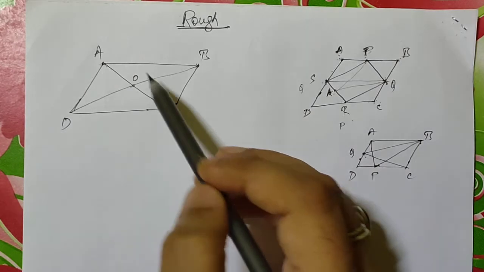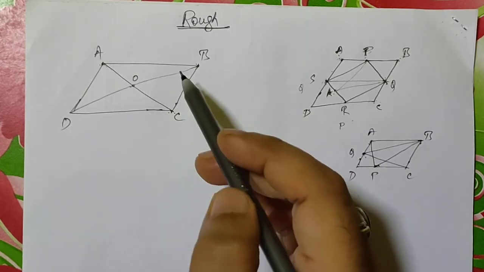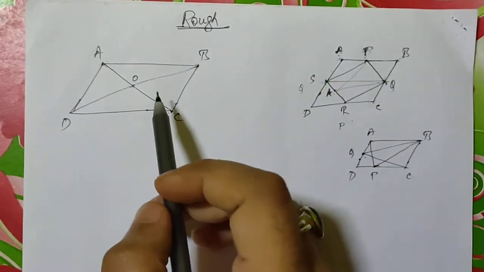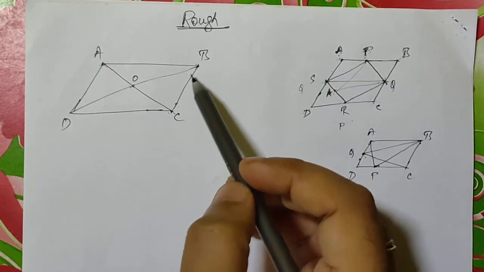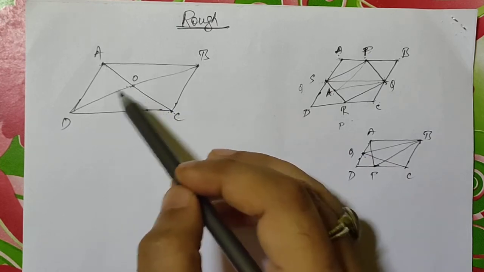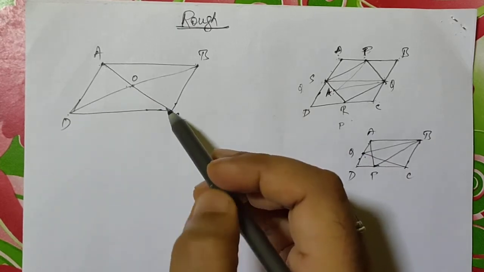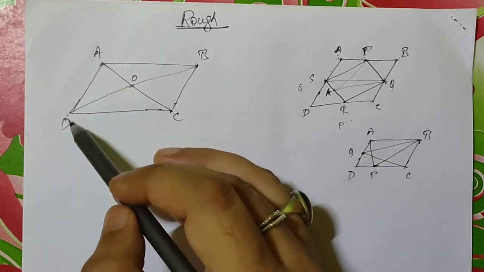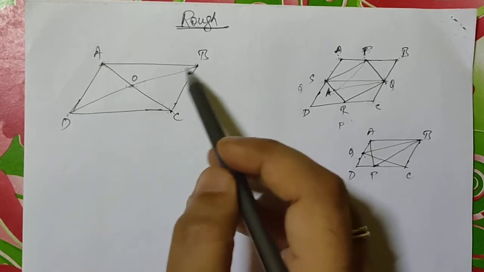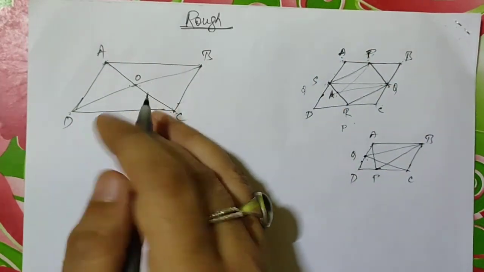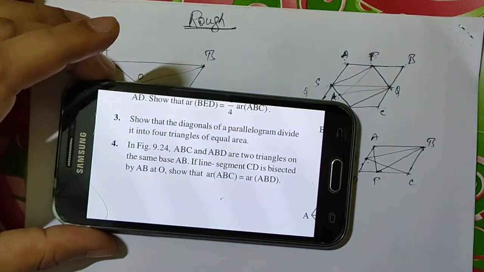Now once we have shown that these two areas are equal, we need to write only similarly, area of triangle BOC is equal to area of triangle COD, then area of triangle COD is equal to area of triangle DOA, and then area of triangle DOA is equal to area of triangle AOB. So now you have shown that all four triangles are equal in area, so our question is solved. Now let us move on to another problem and try to discuss it.